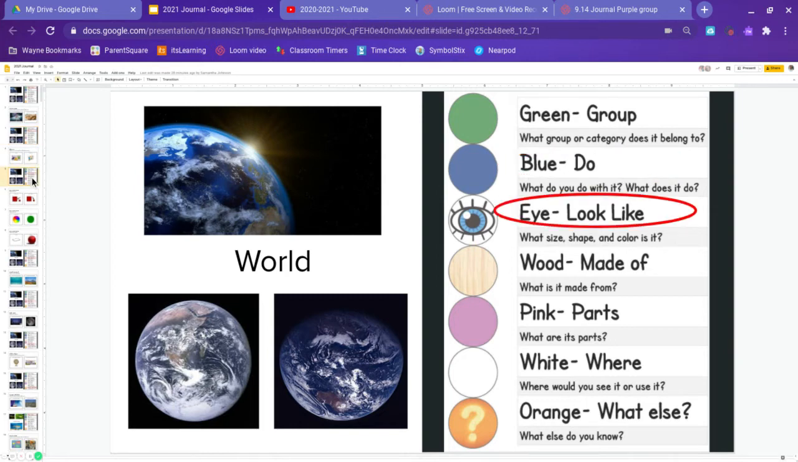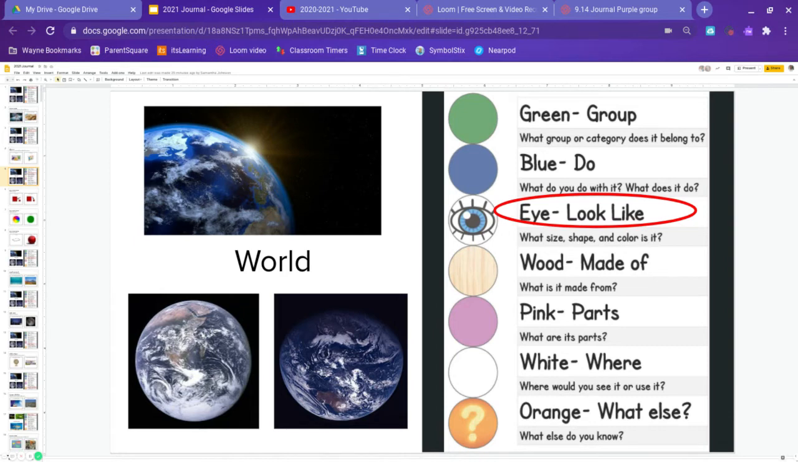All right, guys, so next is eye, and eye is what does it look like? So what size, shape, and color is the world here? So let's take a look at the size. So what size is it? Would you say that our world's pretty big? Is it small? Is it huge? Is it tiny? Is it humongous? So think about some different words you could use for what size it is as you answer.